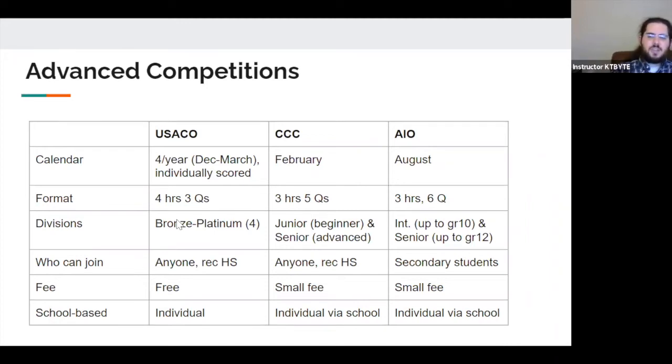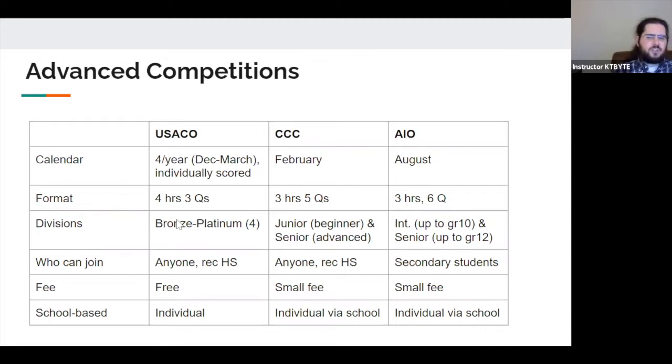USACO actually is interesting because it has the most time with the fewest questions, and that's because a lot of these other national competitions like CCC and AIO have a wider spread of difficulty within whatever division you're participating in, whereas USACO has more separate divisions, so they tend to go a little bit more in depth within each division. So that's why those questions are designed to take longer, whereas someone who's very experienced in CCC junior division might get through the first 3 questions in only an hour or something like that, and then spend the rest of their time on the last 2 questions. So it's just a little bit of a different feel for each of those.